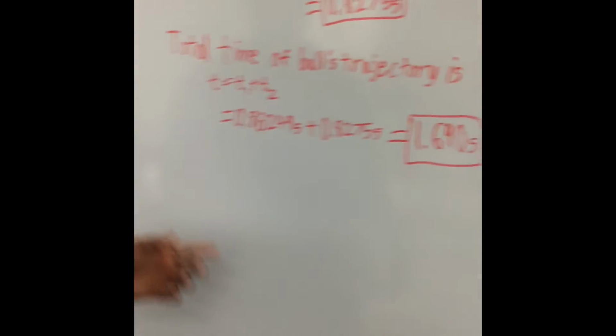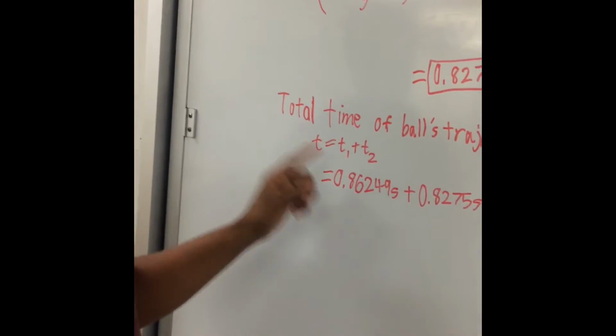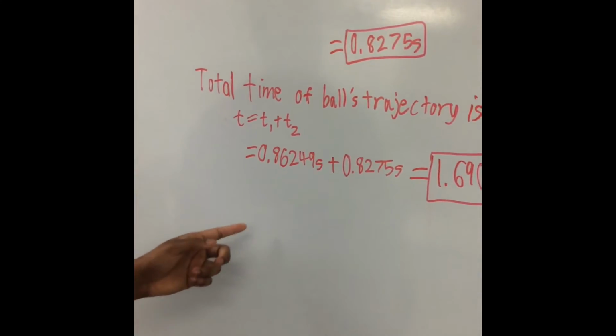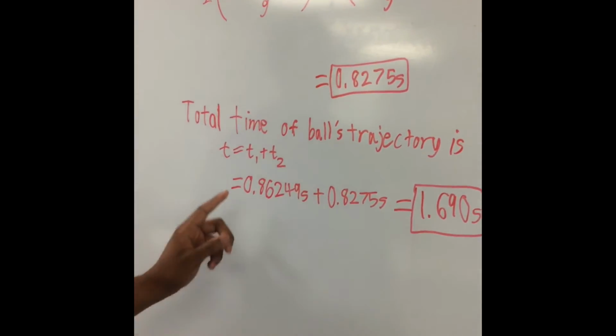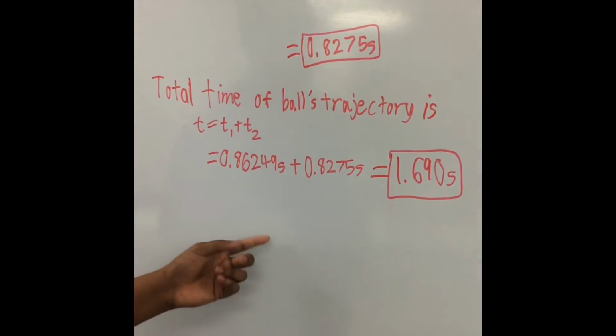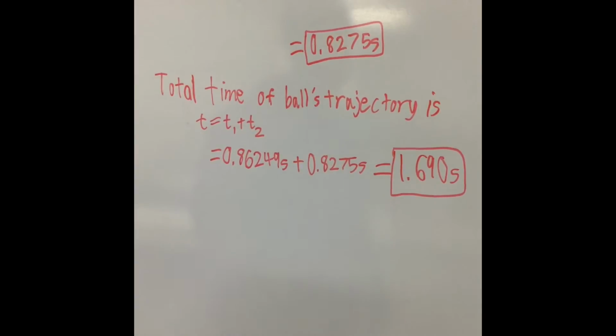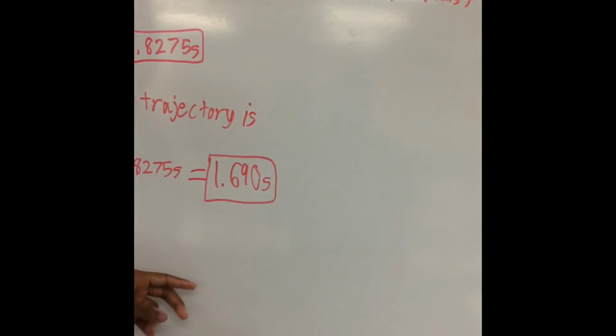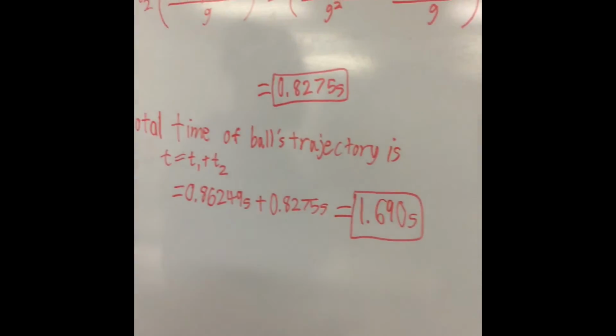After you do that, you have to get the total time of the ball's trajectory. To do that, you would set t equal to t1 plus t2. So you would plug those numbers in: 0.86249 seconds plus 0.8275 seconds, and you would get 1.690 seconds.